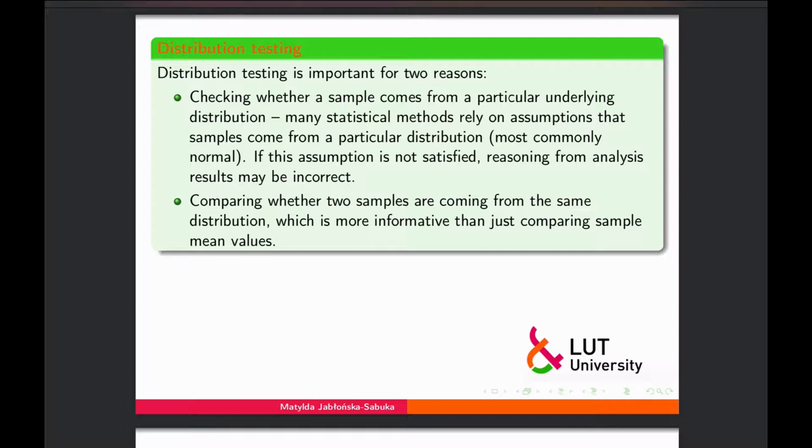Second thing is comparing two samples. So, of course, you could go simply with just checking. If you have two data samples, you want to check do they have the same mean value and the same standard deviation, and that's it. But if you want to be more precise, it's better to check whether they actually come from the same shape distribution rather than just having the same moments.